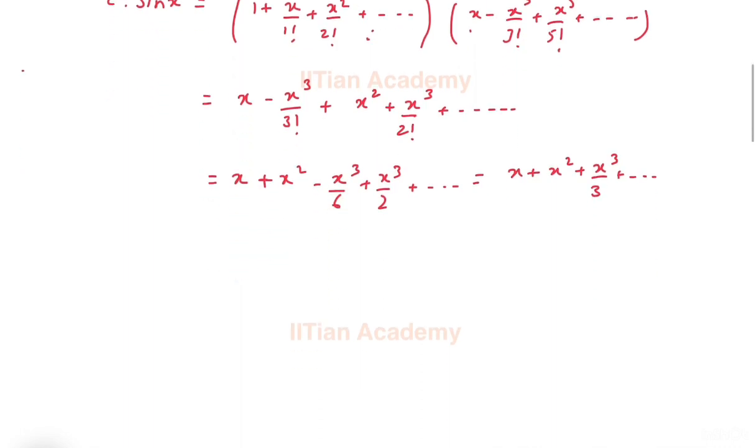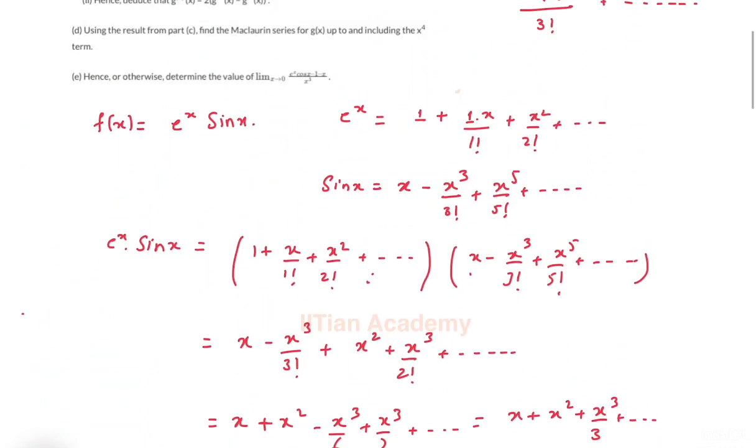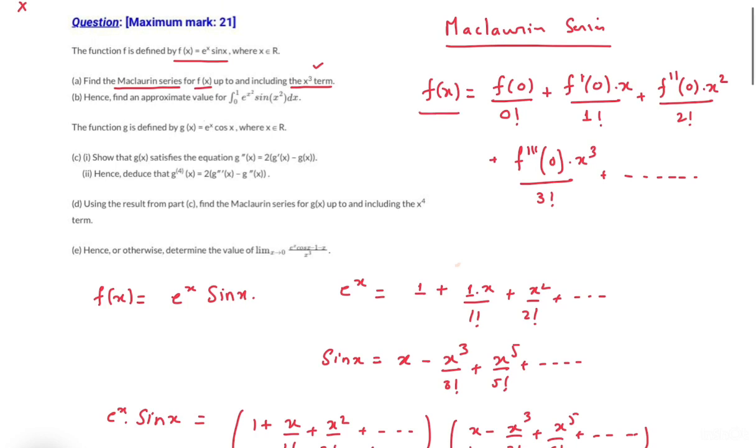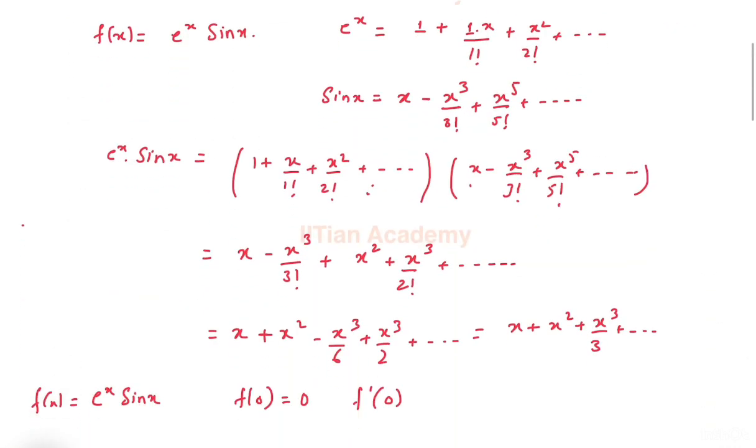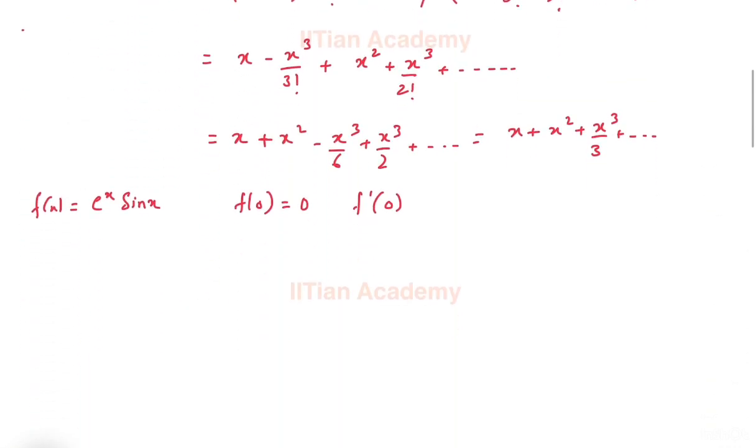You can also try this question in another manner. Since we are given f(x), we can directly find the Maclaurin series by identifying f(0), which is 0, then f'(0), because as we have said, any function can be written in the form of a series. So we can identify f(0), f'(0), f''(0) and f'''(0). We will see whether we get the same result or not.